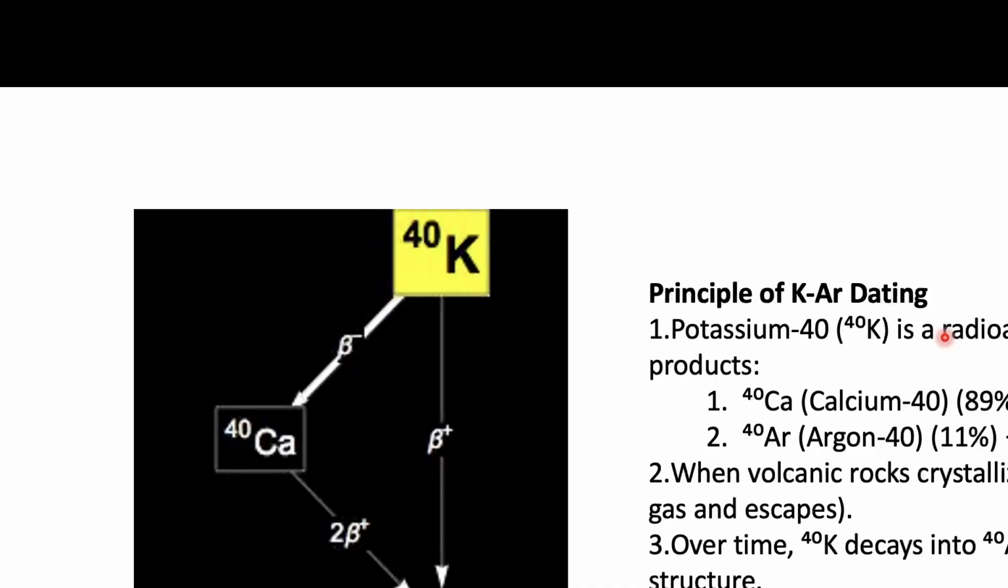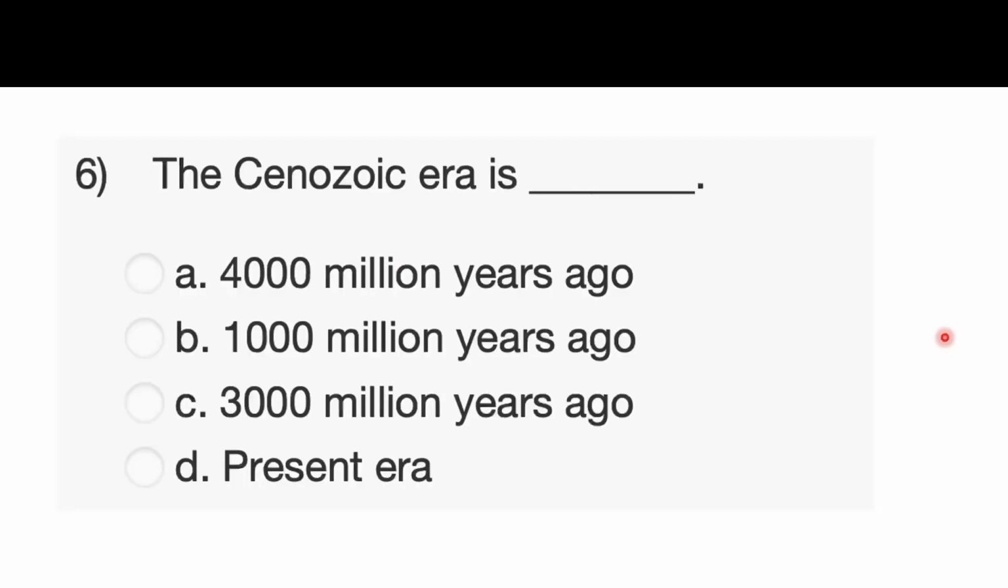Okay, we are moving fast with a fast pace. Now on to the sixth question. This is also a memory based question. The Cenozoic era is dashed. What is the Cenozoic era? Is it option A, 4,000 million years ago? Option B, 1,000 million years ago? Option C, 3,000 million years ago? Or option D is the present era? What is the Cenozoic era?